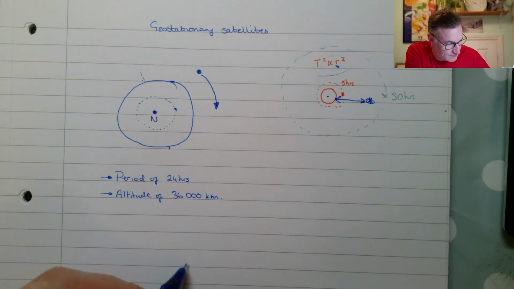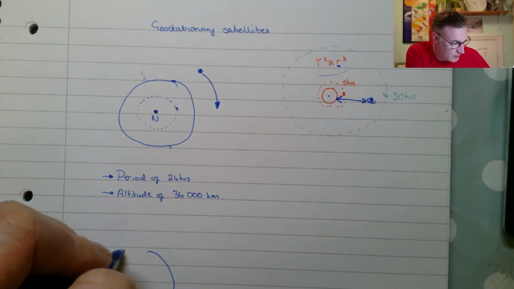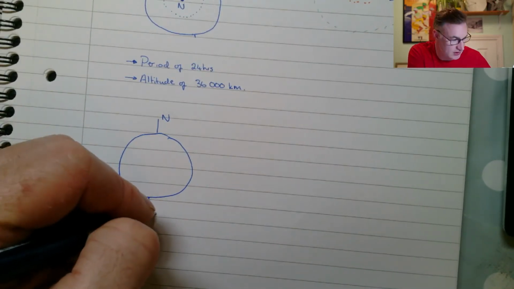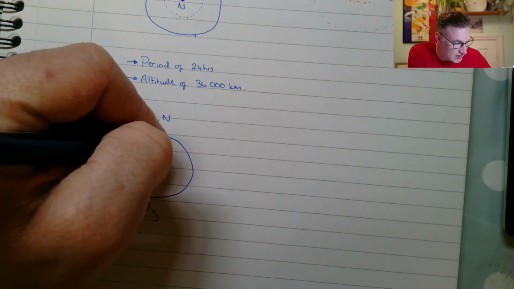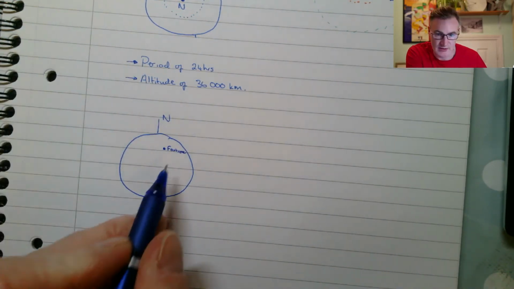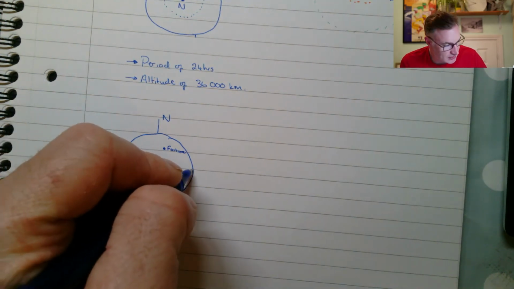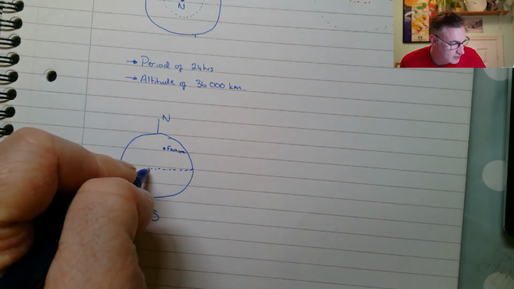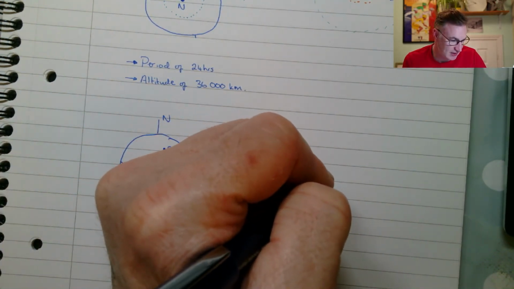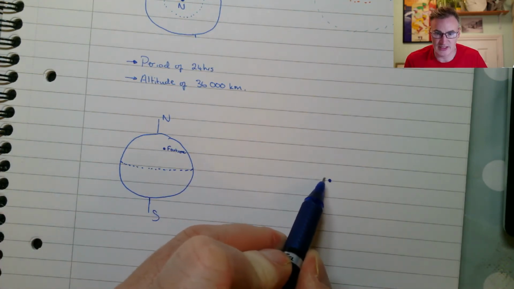Now, if we go to a different view of the Earth, let's just say we've got north-south, and we're going to say that Fortrose is somewhere here. This is still okay, because if our equator is around here, and we have our geostationary satellite somewhere here, we will still have a direct line of sight to that satellite.